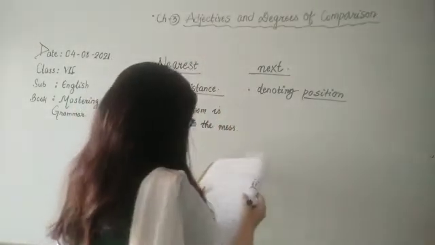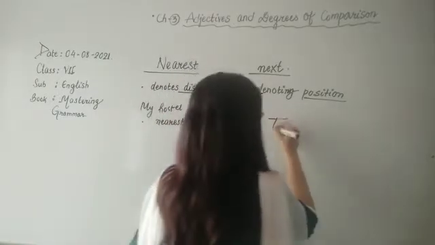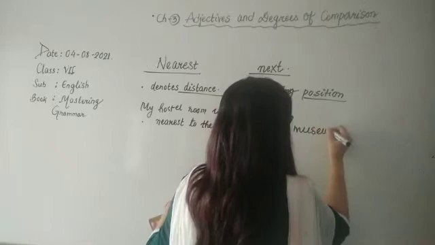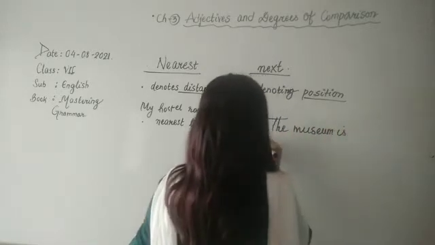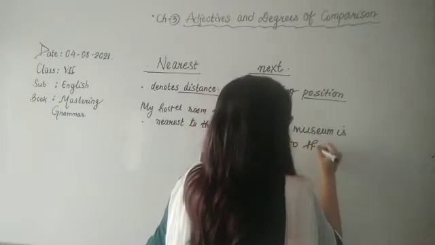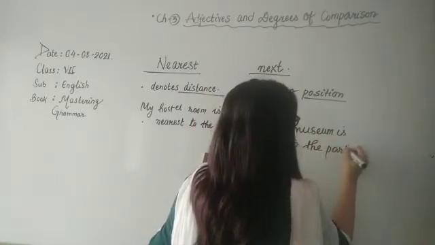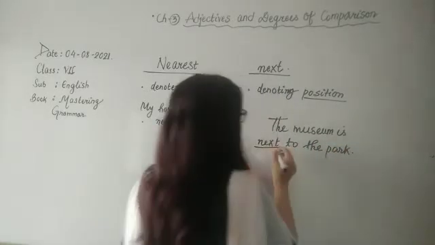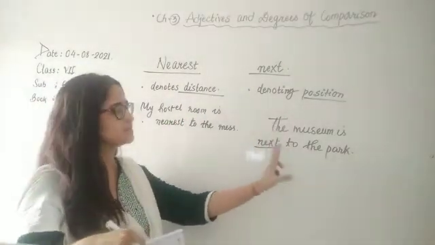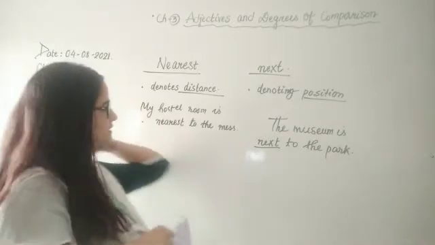So the museum is next to the park. Both these examples are in your book. You can refer to your book as well. See, the position of the museum is what? It is next to the park. It is beside the park, next to the park.